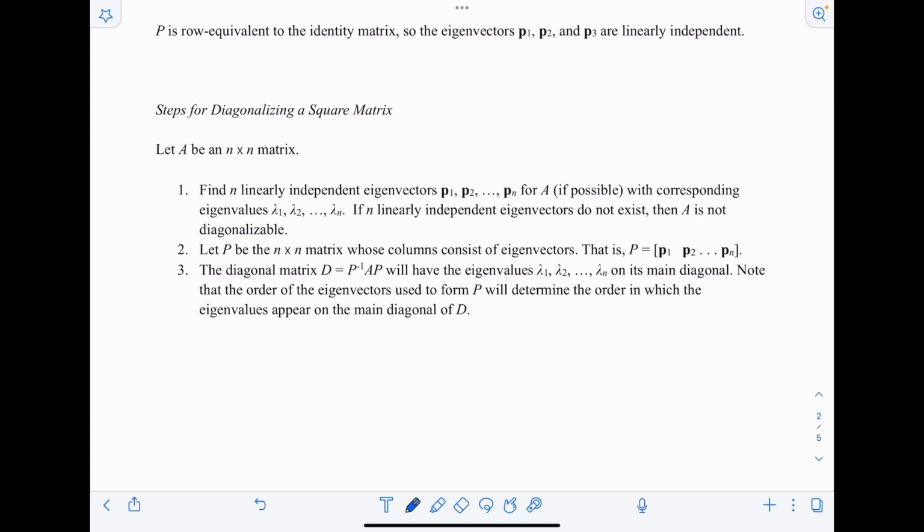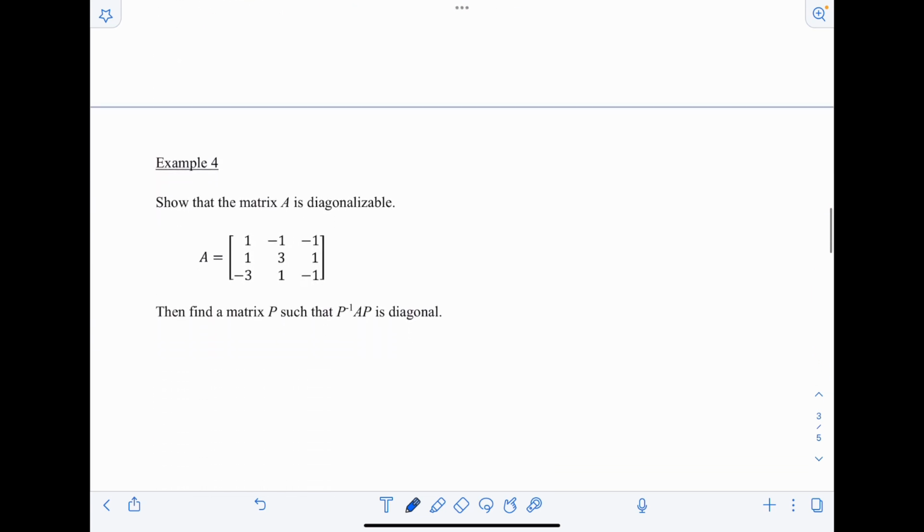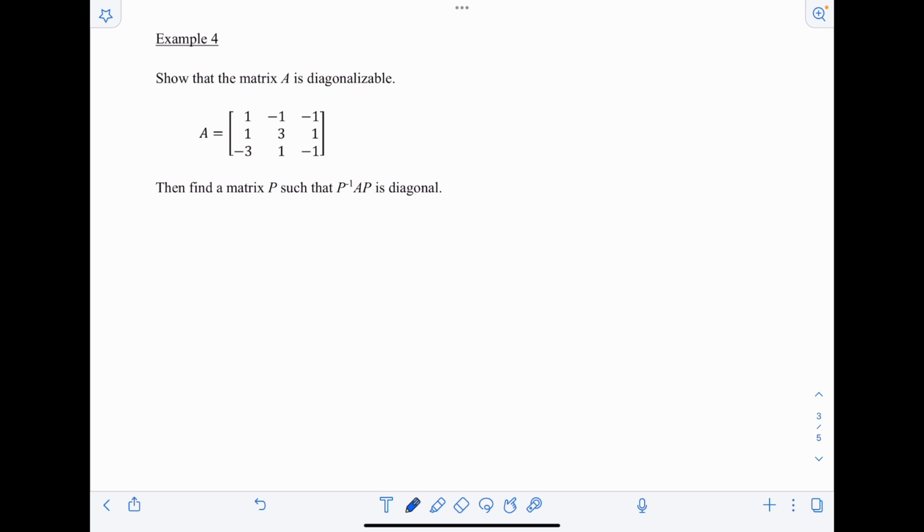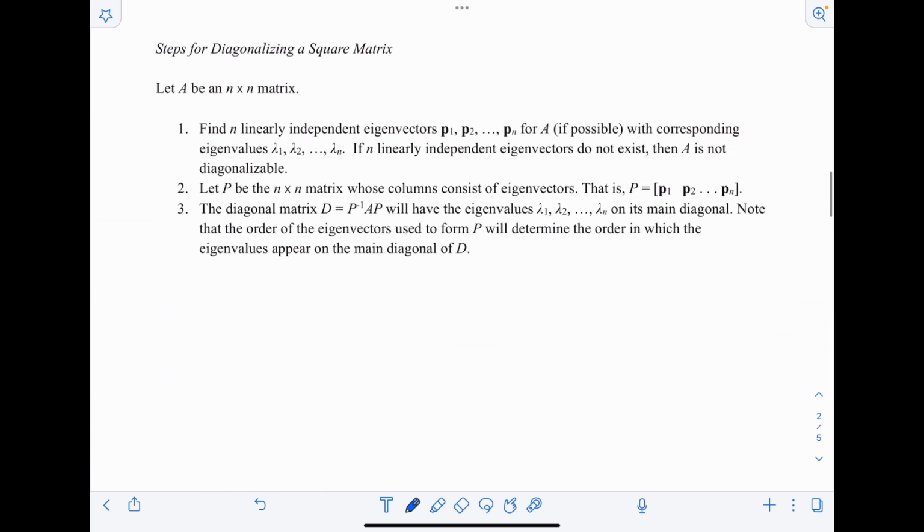And then the diagonal matrix D equals P inverse times A times P will have the eigenvalues on its main diagonal. Okay, so that's just the process of diagonalizing a square matrix. So let's go ahead and take a look at an example and actually do this. Show that the matrix A is diagonalizable, then find a matrix P such that P inverse times A times P is diagonal. All right, so we're going to start by just finding those eigenvectors.